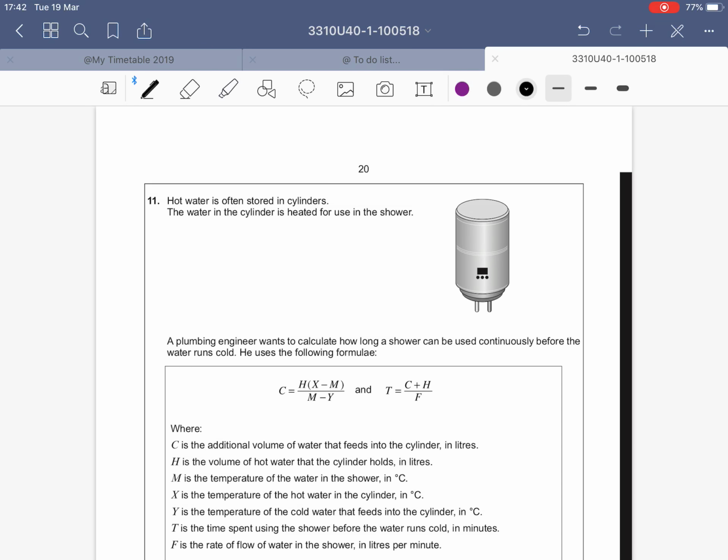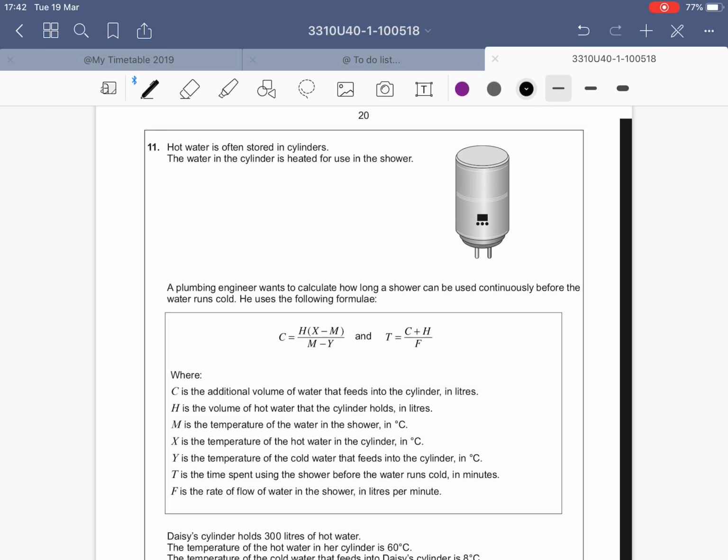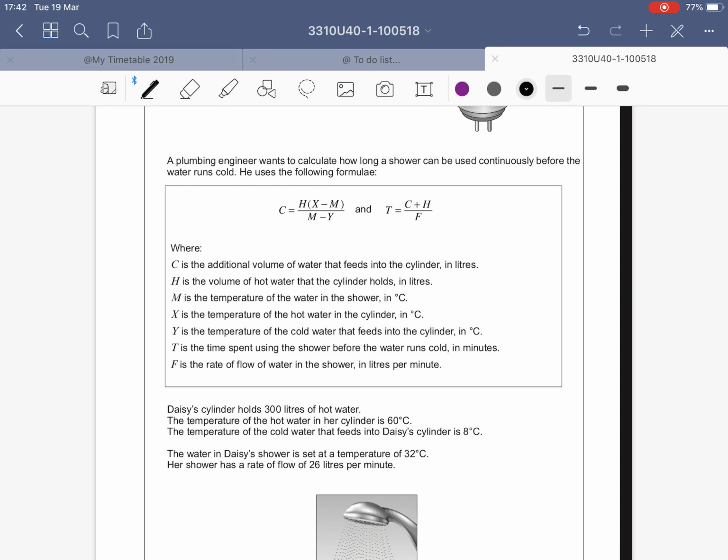Question 11. Hot water is often stored in cylinders. The water in the cylinder is heated to use in the shower. A plumbing engineer wants to calculate how long a shower can be used continuously before the water runs cold. He uses the following formula. Lots of variables in that formula, and as you can see, they're all outlined here.